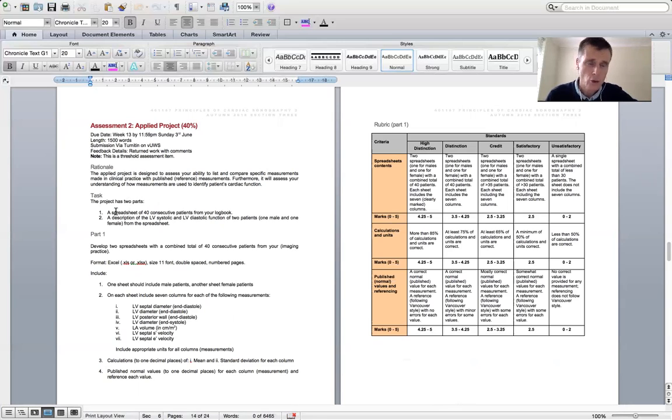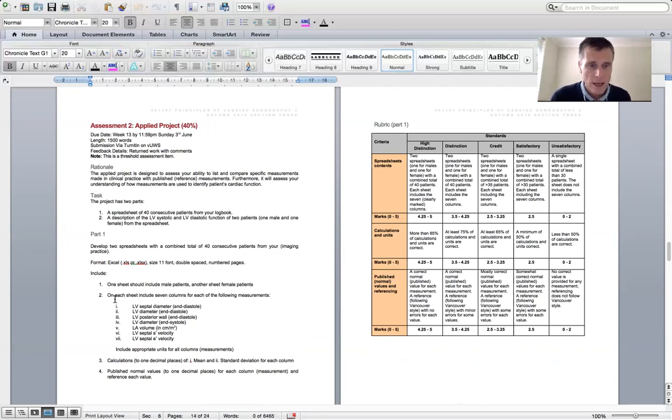The project has 2 parts. So in part 1, you develop a spreadsheet of 40 consecutive patients. It's something that you will need to start thinking about soon. 40 patients, obviously that will include both male and female patients. Once you've got those 40 patients, separate them into 2 workbooks so that you've got male patients on one sheet and female patients on the other sheet.